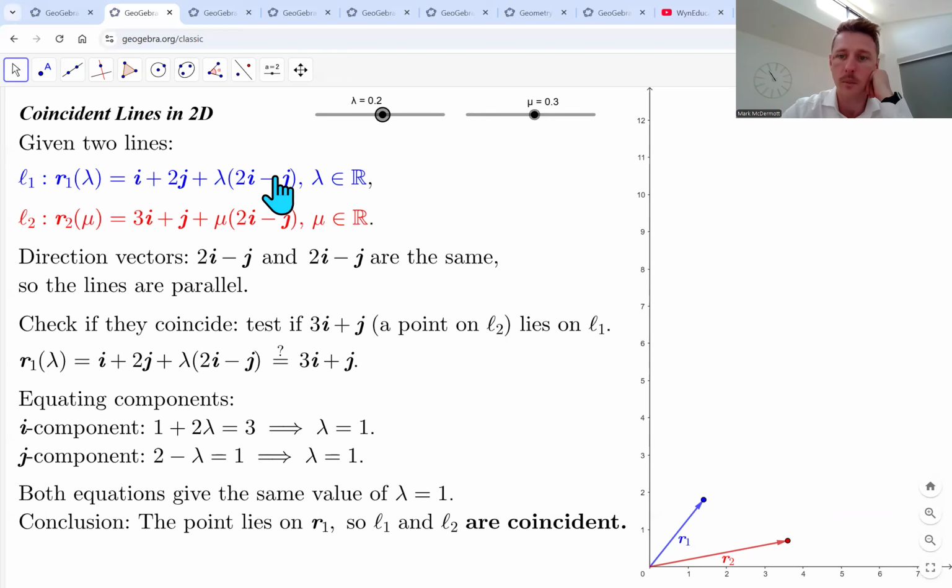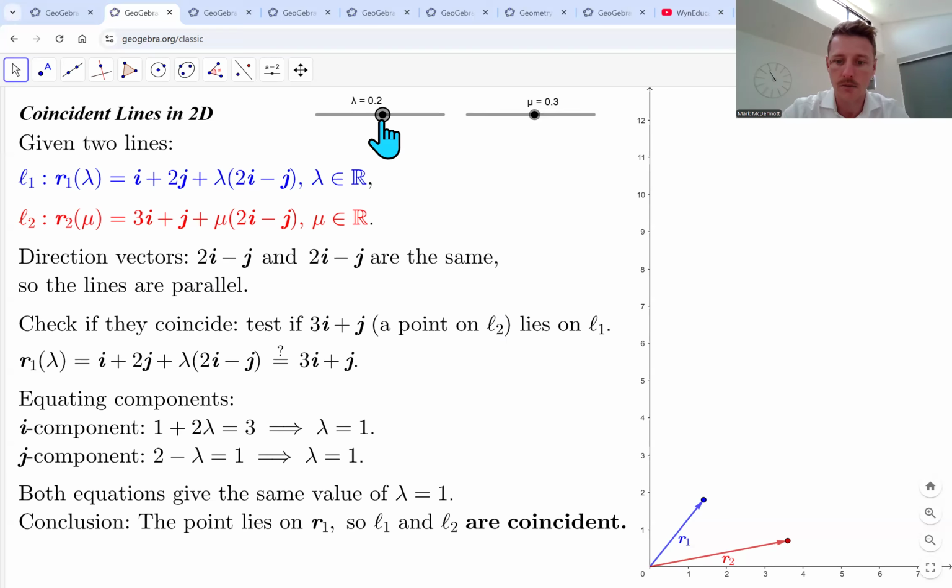So we knew straight away that they were parallel, but now we can say, because we know that there is a lambda such that R1 hits the point that's on R2, that they're coincident.